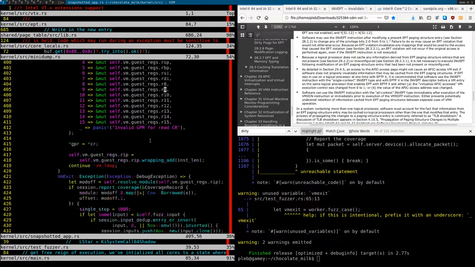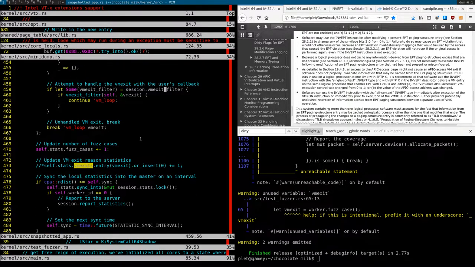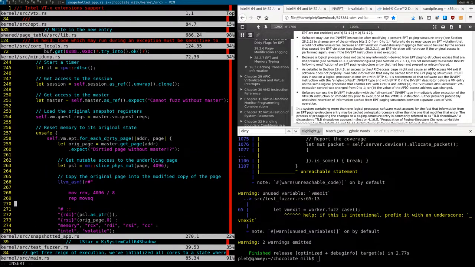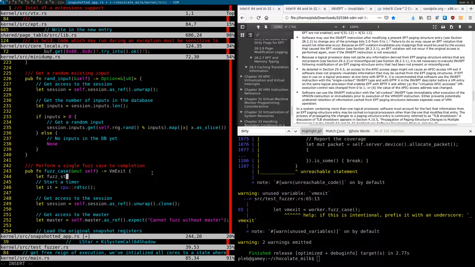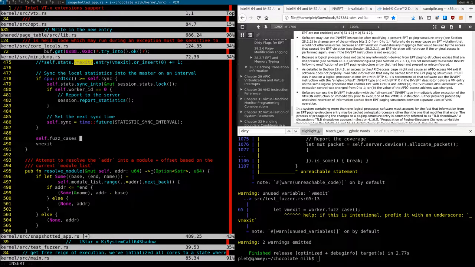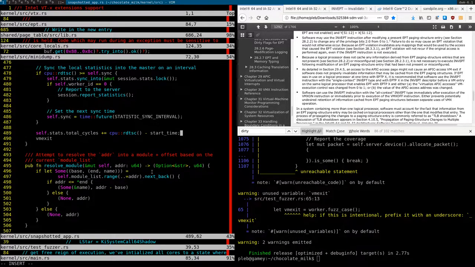Now, it's possible that outside of all of that tracking, we're spending much more time. So what I'm going to do is fuzz start is CPU RDTSC. And then at the very end, I will do self.stats total cycles plus equals CPU RDTSC minus the start time, or whatever I called it, fuzz start.